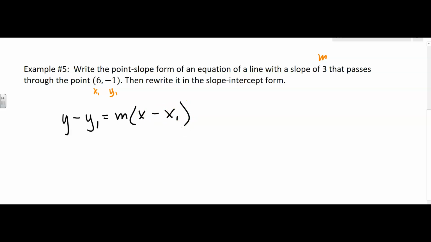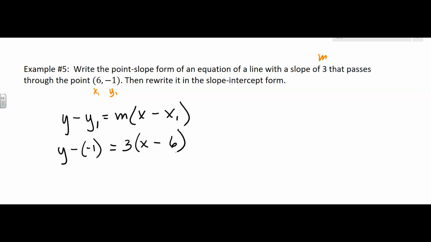And so we're going to take everything we know and place it in there. We don't know what y is. That's okay, because we're writing this in terms of x and y. So y minus, and y sub 1 is negative 1. The slope we know is 3. x minus x sub 1, which is 6. Okay? Now, that's where we've plugged in the point and the slope.